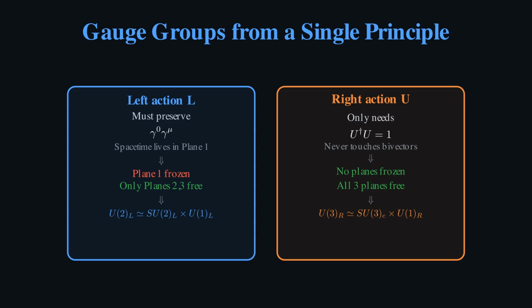This single geometric distinction between left and right is why the weak force is chiral, while the strong force is not. The weak force is chiral because the spacetime embedding selected a preferred fiber direction, and it's the left action, not the right, that must respect that selection. No separate parity violation postulate is needed. It's a geometric consequence of where spacetime sits inside the Clifford fiber.